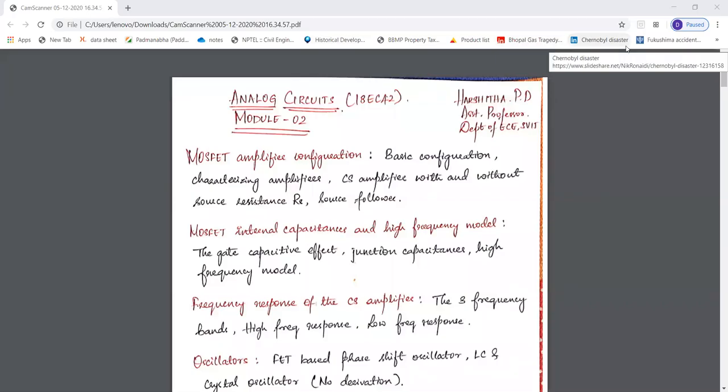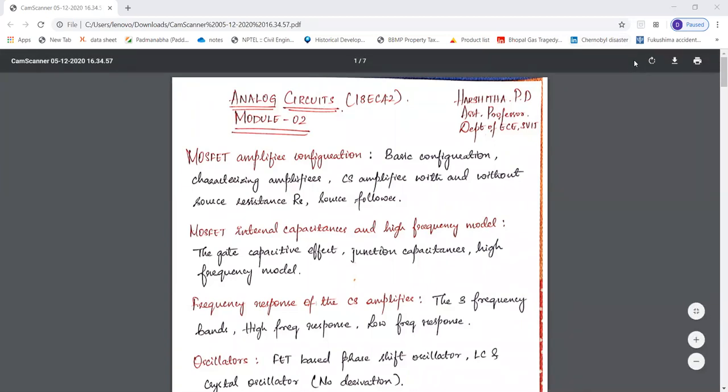Welcome back. Today we are going to start off with module 2. In this module we are going to study MOSFET amplifier configurations, and under this topic we are going to study the basic configurations of MOSFET, characterizing the amplifiers, and common source amplifier with and without source resistance. And along with that we are going to study the source follower as well.